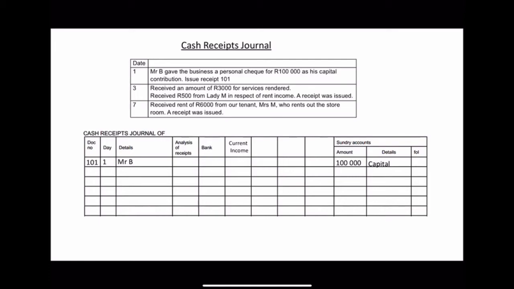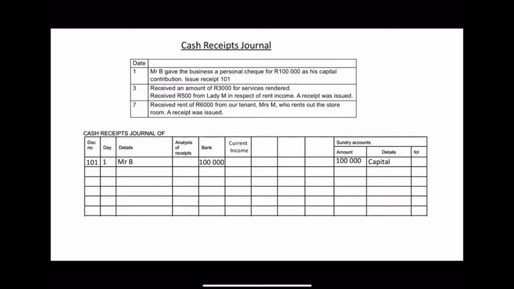Lastly, this is the only transaction for the day for the cash receipts journal, but we're not going to put the 100,000 Rand in the analysis of receipts, because the owner is not going to come and give the lady working at the cash register 100,000 Rand just to keep in there. He will deposit it straight into the bank account, and therefore we can put it straight in the bank.